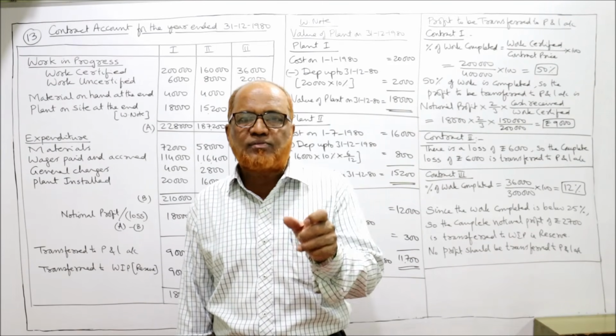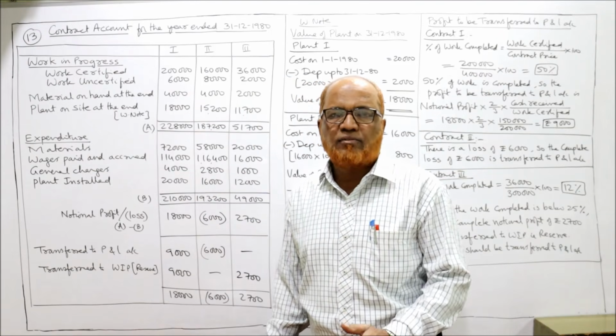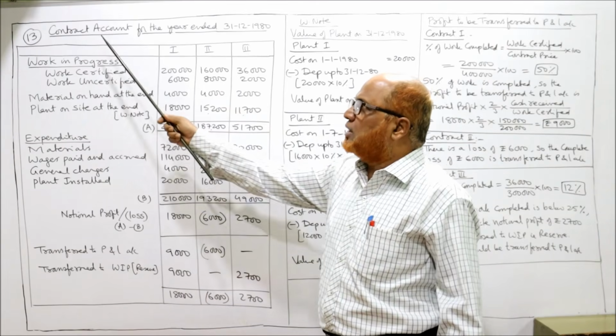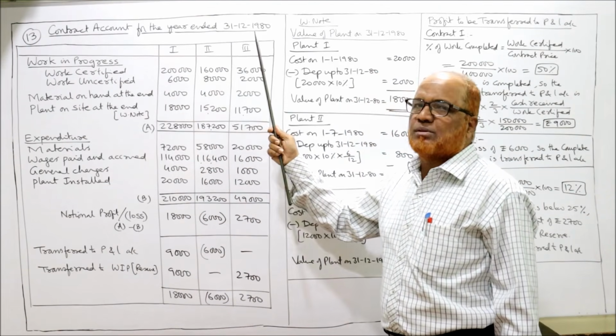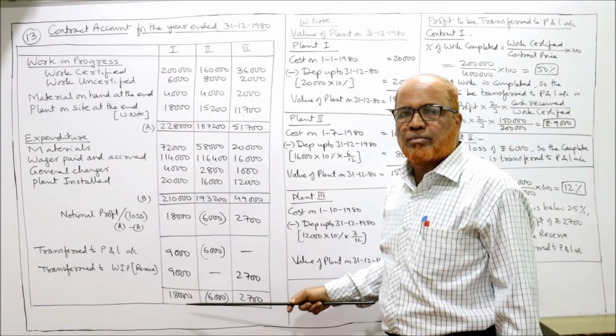The 3 columns we have to put in the extreme right hand side. On the right hand side, we make 3 columns: contract 1, contract 2, contract 3. Now you can see the solution here. Contract account for the year ended 31st December 1980, contract 1, 2 and 3. There are 3 columns at the extreme right hand side.